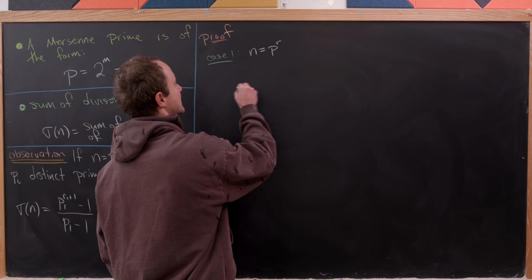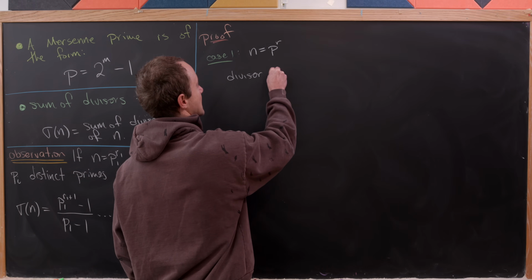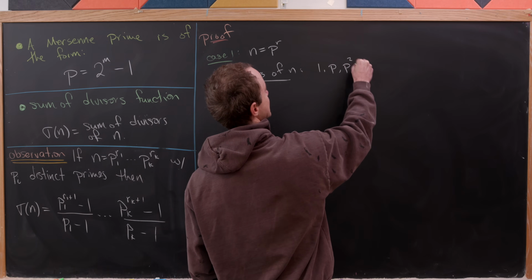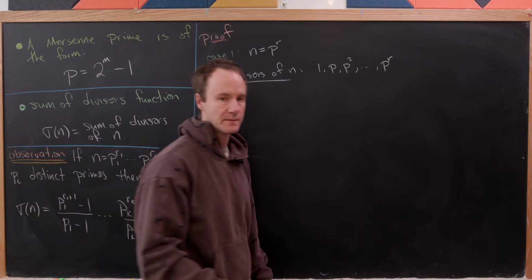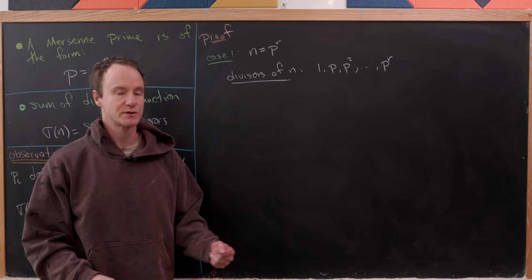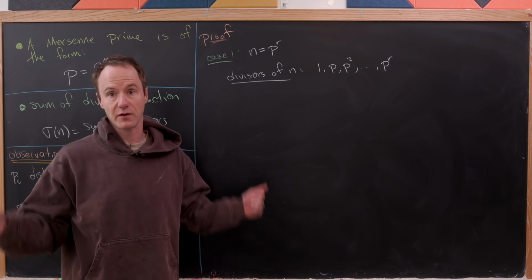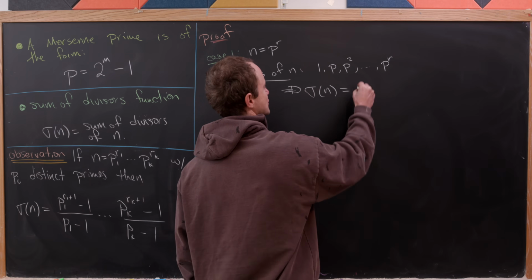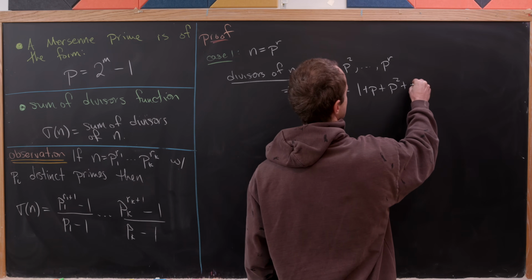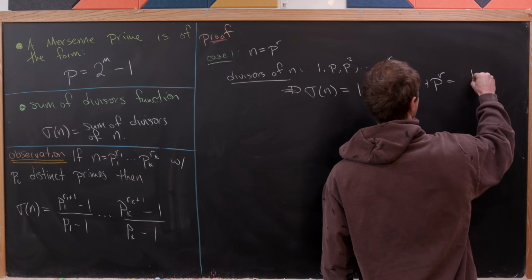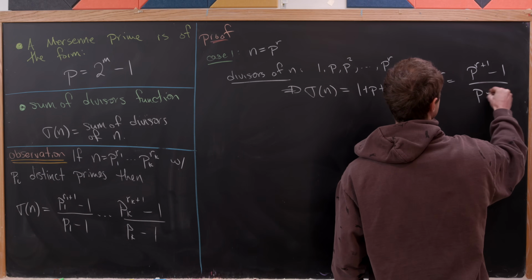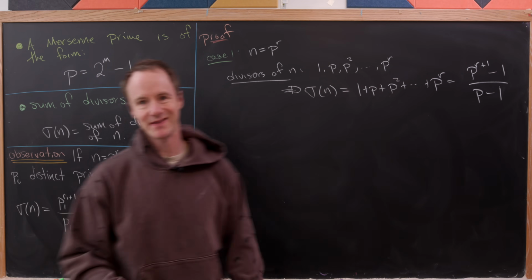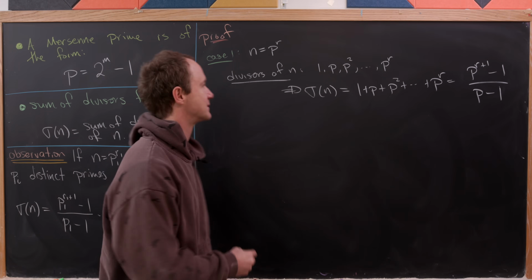Now let's look at the divisors of n. The divisors of n are simply 1, p to the first power, p squared, all the way up to p to the r. So they're just powers of that prime. Nothing else will divide p to the r, just based off the fact that we're working with a prime there. Now let's observe that we can take sigma of n, and we'll simply get this sum: 1 plus p plus p squared, all the way up to p to the r. But that's the sum of a finite geometric series. That just gives us p to the r plus 1 minus 1 over p minus 1. And so that would be the k equals 1 case of this observation.